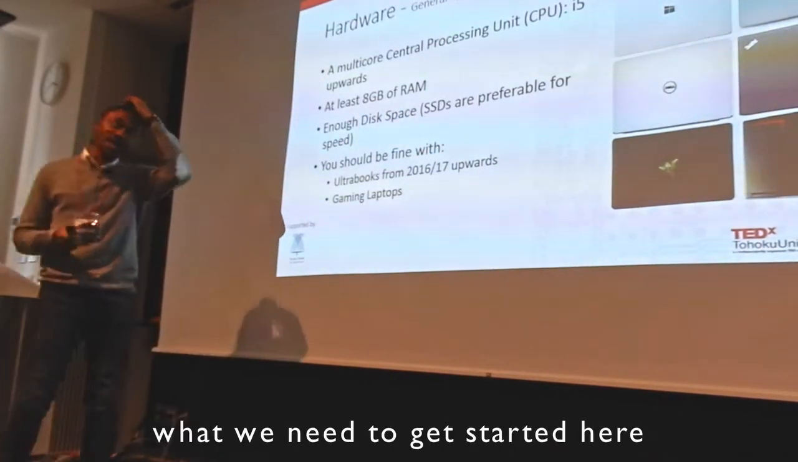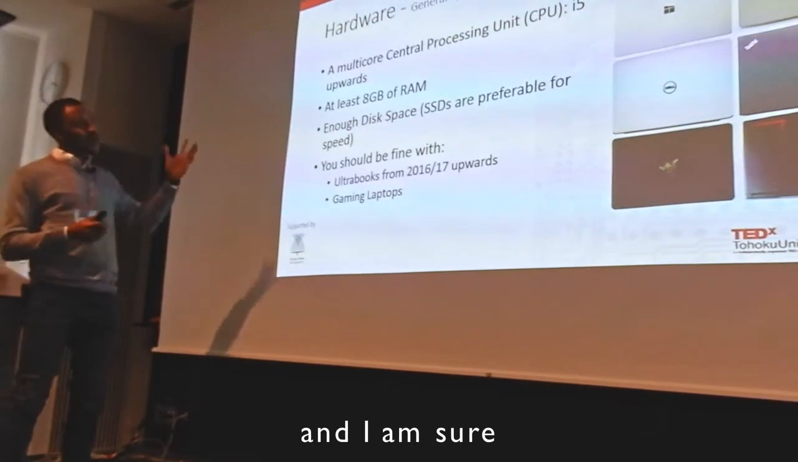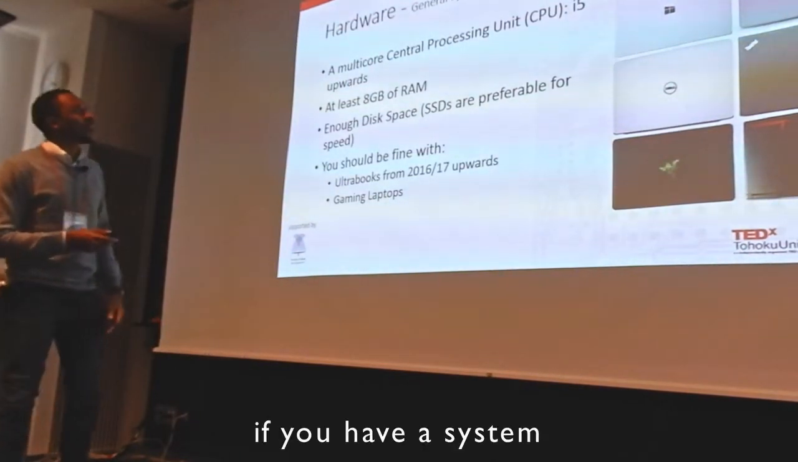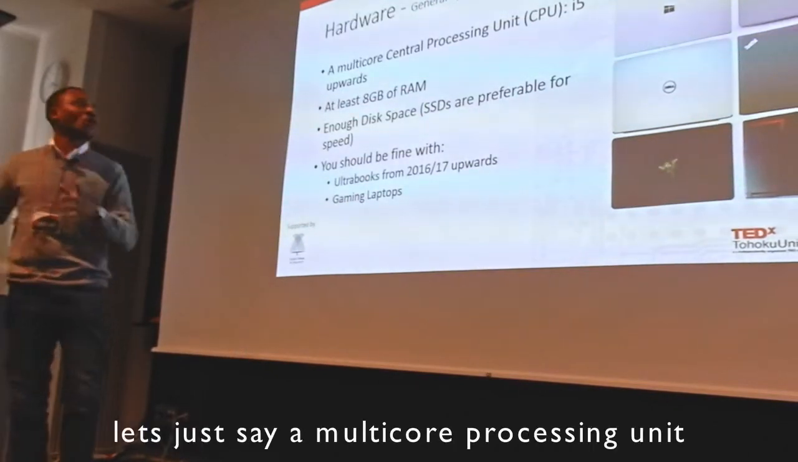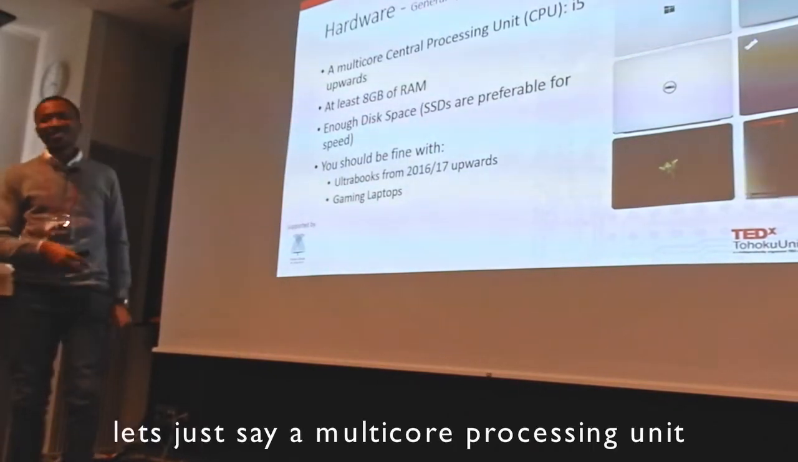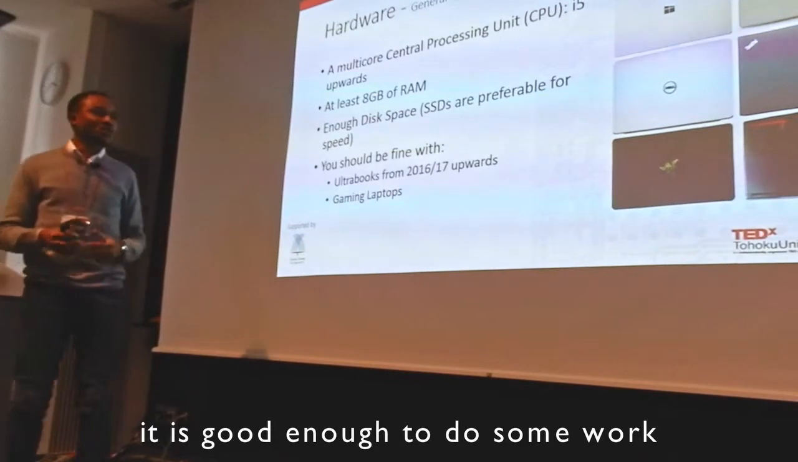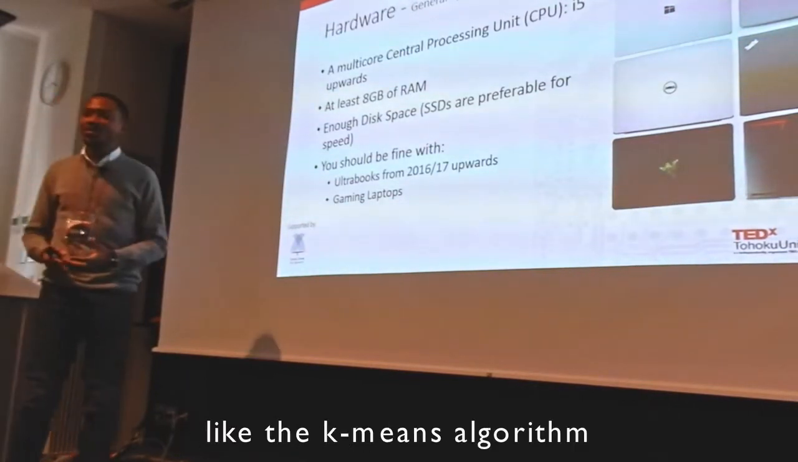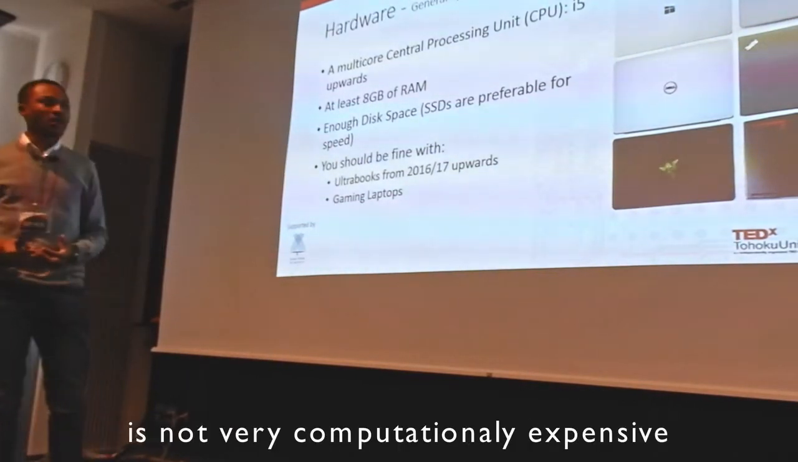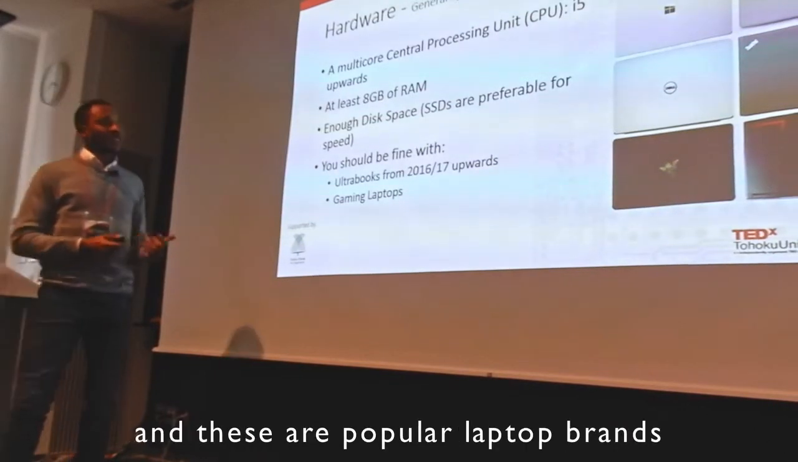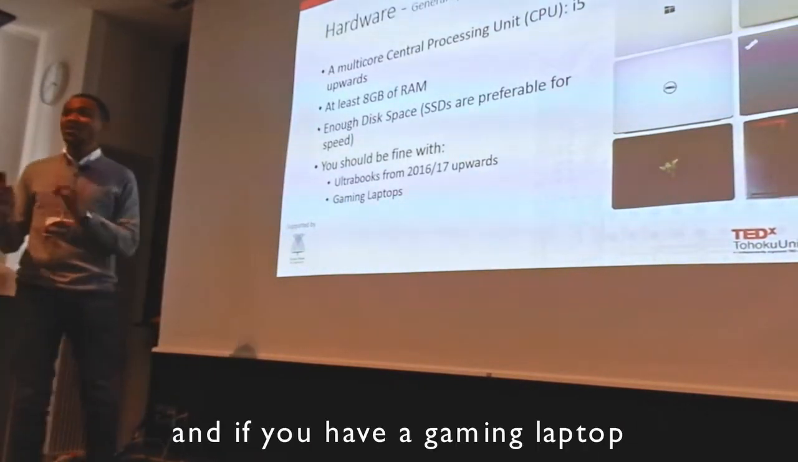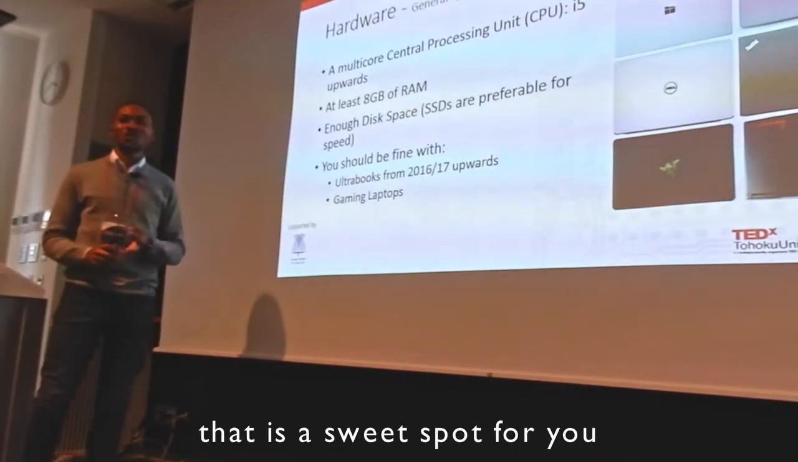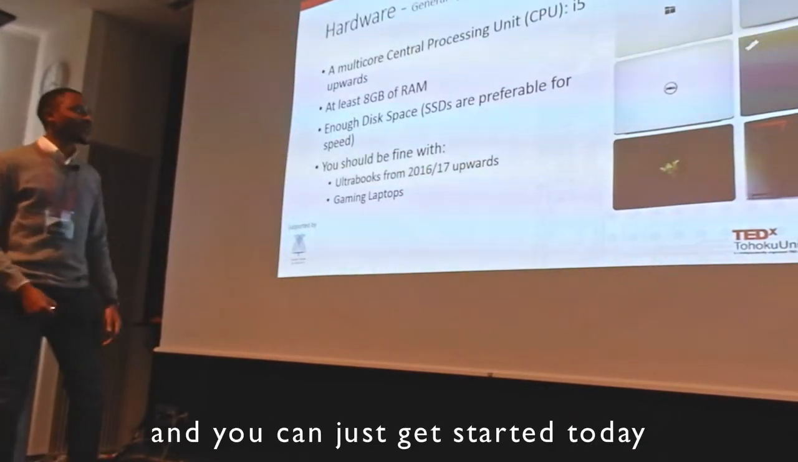So basically on hardware, I could say that most of us here have what we need to get started. And I'm sure, if you have a system that is around like i5, let's just say multi-core processing unit, then it's good enough to do some work. Like the K-means algorithm is not very computationally expensive. And these are popular laptop brands that you can actually use. And if you have a gaming laptop, that's a sweet spot for you. I mean, you can just get started today.